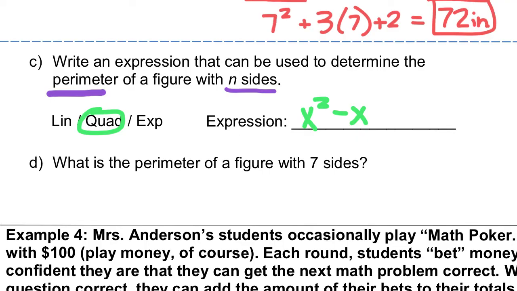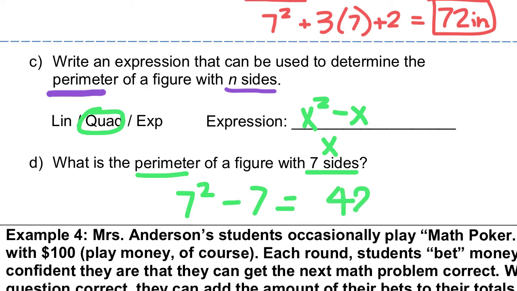So again, we found that it's a quadratic regression and the expression would be x squared minus x. Now they're asking what the perimeter of the figure would be with 7 sides. That is the x value. So we'll simply put in the x value, substitute it, and find that if it has 7 sides, the perimeter of the figure will be 42 inches.